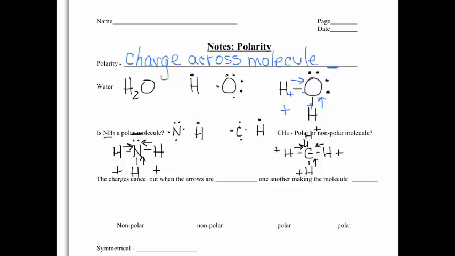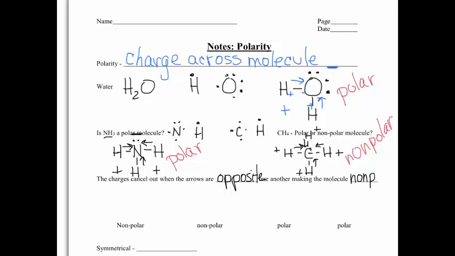So let's label these so we don't forget. This one was polar. This one was polar. This one is nonpolar. The charges cancel out when the arrows are opposite each other, making the molecule nonpolar. So that's one way to look at it.